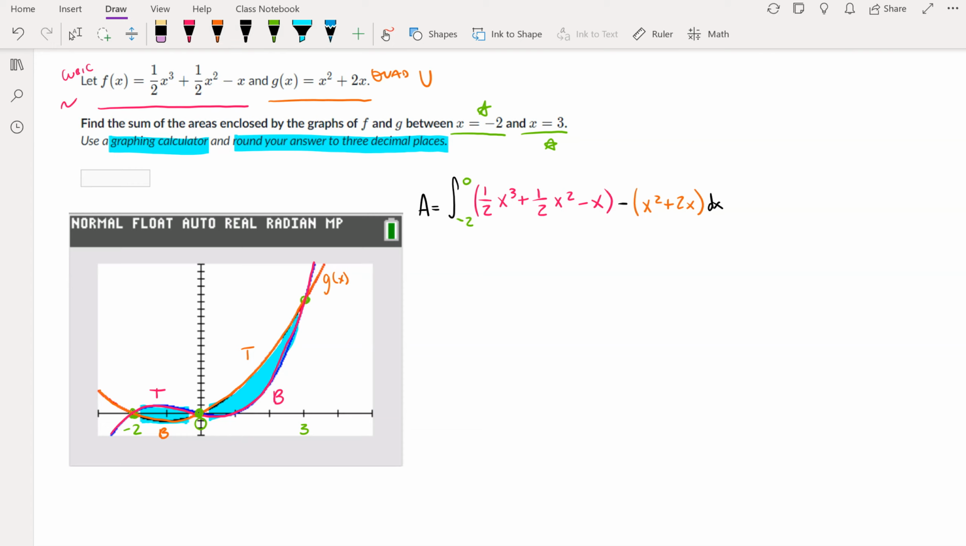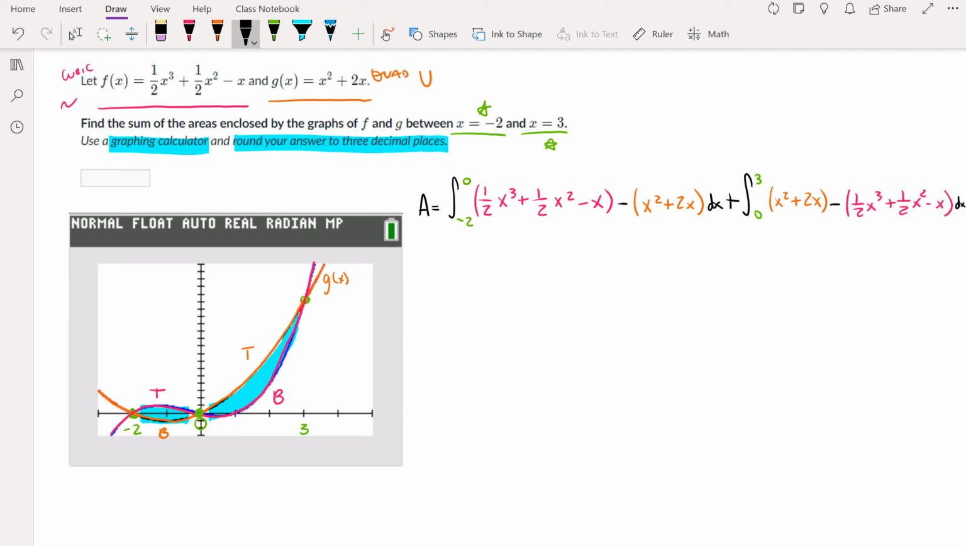Now we need to do the right area, so let's add plus the integral from 0 to 3 of my orange function, which is now my top function, so x squared plus 2x, minus my pink function, which is my bottom function. So we have 1/2 x cubed plus 1/2 x squared. I'm going to run out of room. Minus x dx. Okay, so there's my integral.